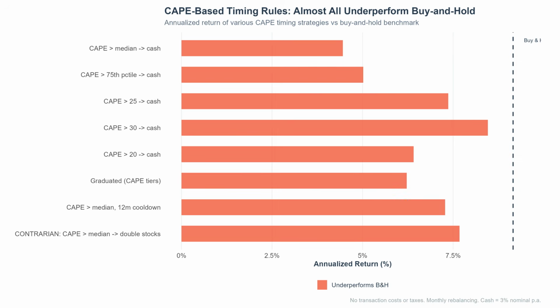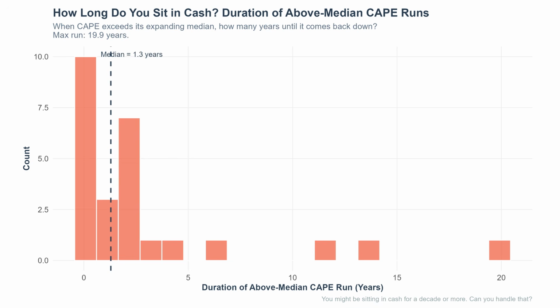But markets are not physics. Right. They can stay expensive for a very, very long time while continuing to go up. So you are just sitting in cash, earning your little 3% yield, while the stock market is ripping higher by 10%, 15%, 20% a year. You are watching your neighbors get rich.